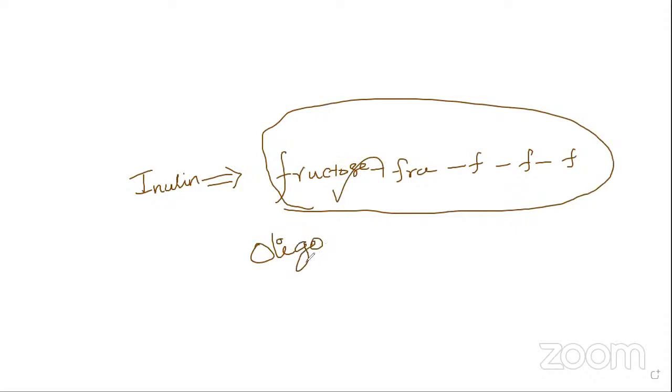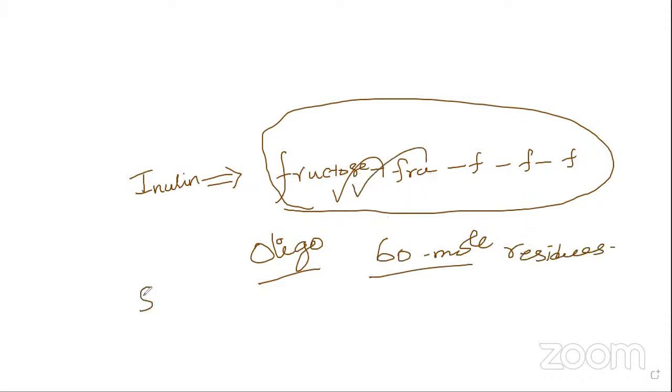Yes, sir. What is the meaning? That sugar molecule contains two or more monosaccharides, maximum up to 60 molecules of residues. Okay, only residues are present in these molecules. For example, starch is an example. What is the meaning of starch? Starch is made up of two components. One is called amylose and another one is called amylopectin.